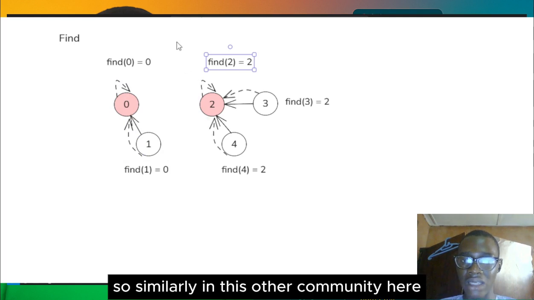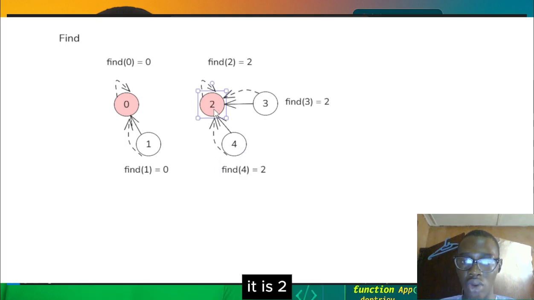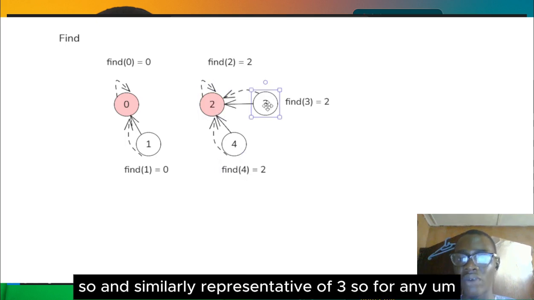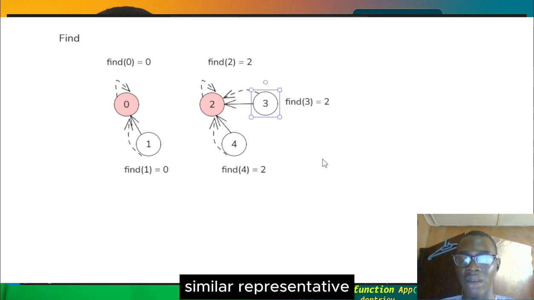Similarly, in this other community here, if we are trying to find the representative of 4, it is 2. And similarly the representative of 3. So for any person in this community, they have the same representative.